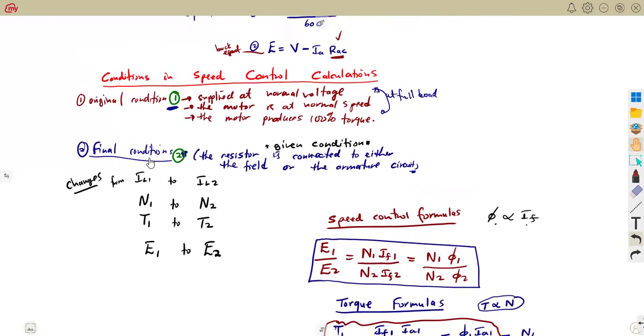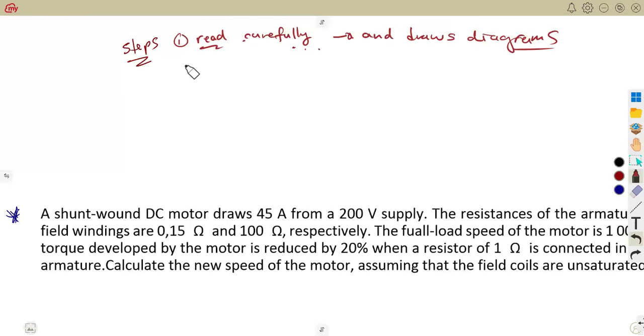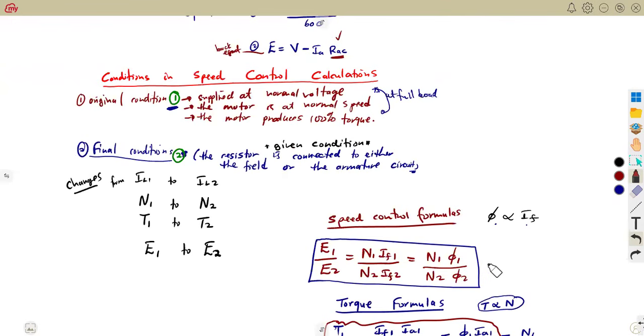Our original and our final. This is what you need. And from there, you can use the main speed formula, which we have there, depending on what you are given.